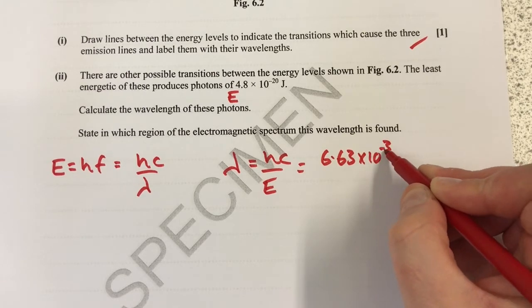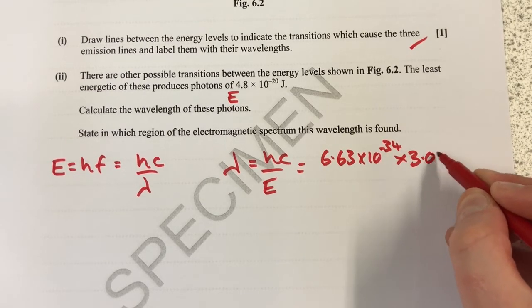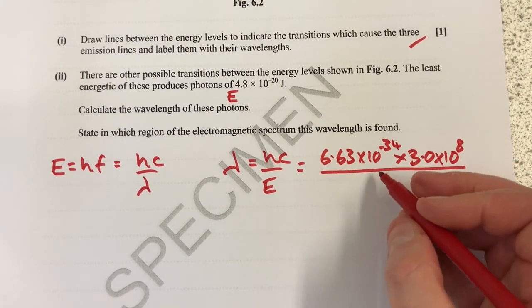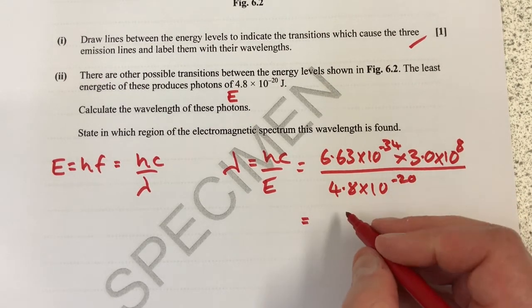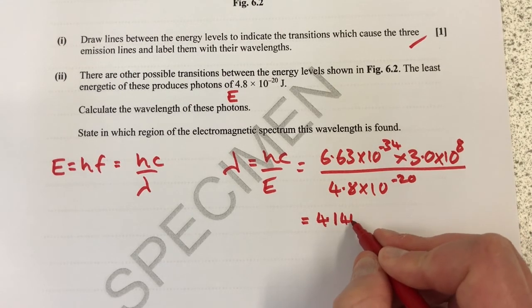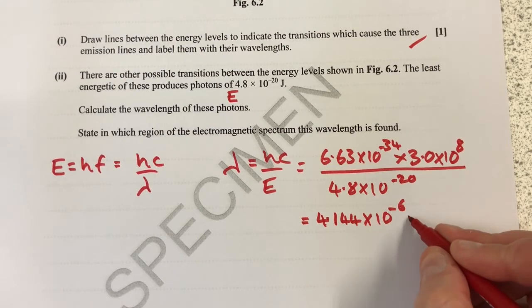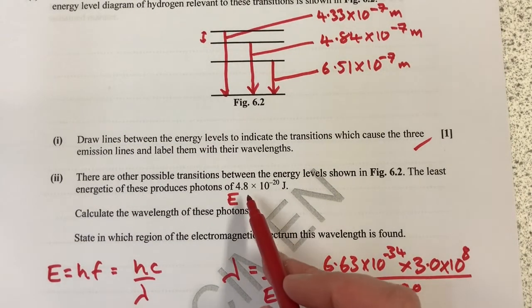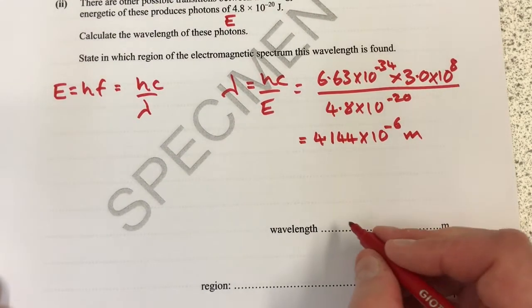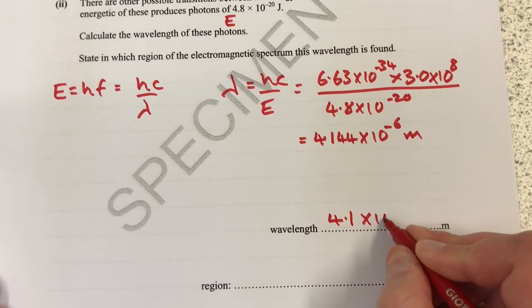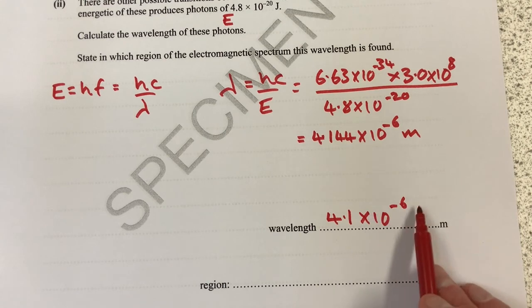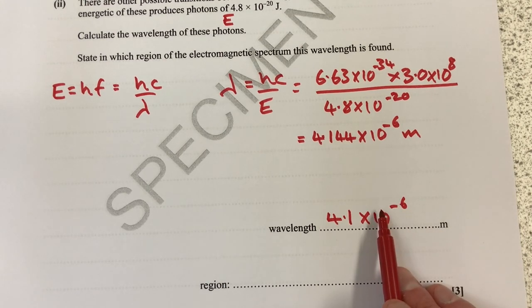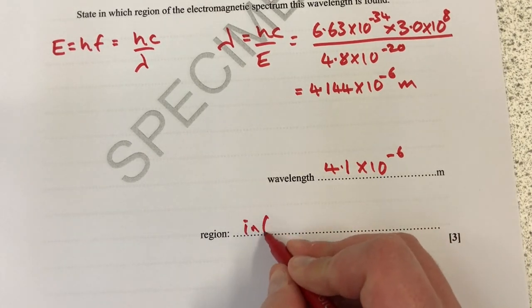Plug in the numbers. 6.63 × 10^-34, Planck's constant, times the speed of light, 3.0 × 10^8, divided by the energy given in the question, 4.8 × 10^-20 joules. Plug that into a calculator and I end up with 4.144 × 10^-6 meters. Good manners, I'm given this to 2 sig figs, so I need to limit that to 2 significant figures: 4.1 × 10^-6 meters. Whether you know it or not, there are particular wavelength boundaries between different parts of the electromagnetic spectrum. This is below the visible range, below red, but above microwaves, so this would definitely be infrared. Done.